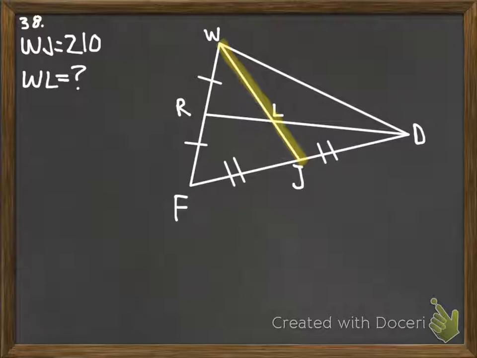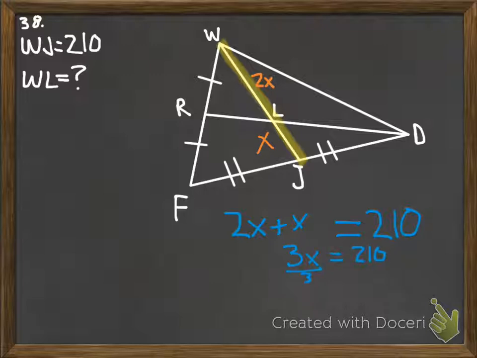So we are asked what is WL. And we know WL is double LJ, so how do we write that as an equation? Well, let's call LJ x. If we call LJ x, we know WL is 2 times x. So now we have our two parts. We have x and 2 times x. So to write the equation, we do 2x plus x equals 210. Put the like terms together and you get 3x equals 210. Divide both sides by 3. You get x equals 70.